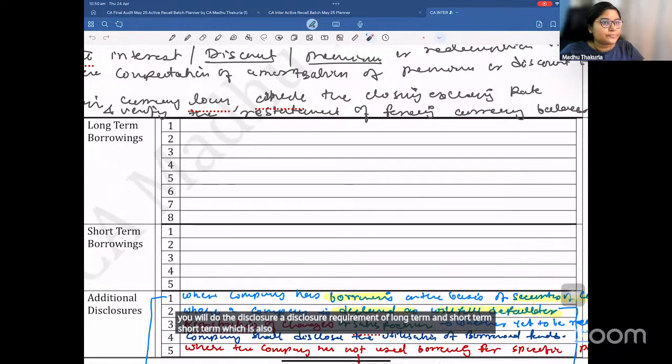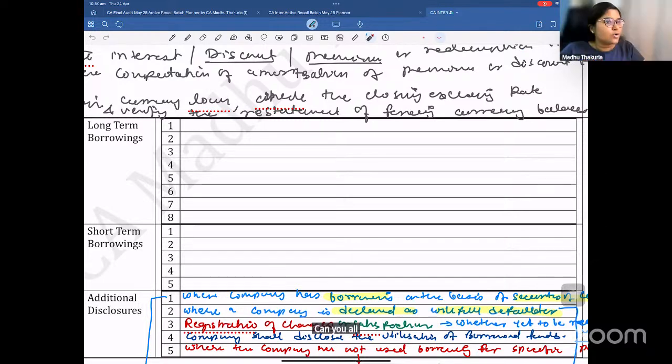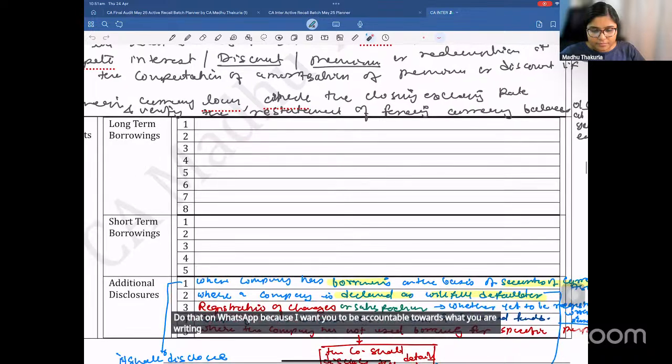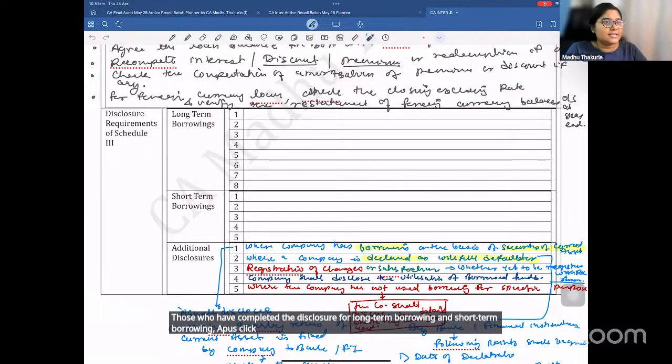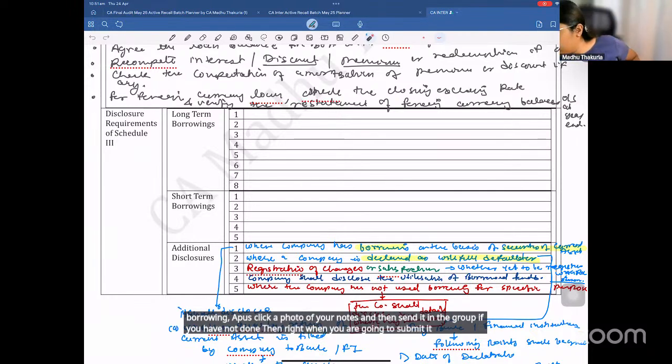Did you do it? Yes, sir. Can you all send the photo of these disclosures in the group right now on the WhatsApp group? Everyone take the photo and send it if you have done it. And those who have not, please write in the chat box when you are going to share the photo. Do that on WhatsApp because I want you to be accountable towards what you are writing. Those who have completed the disclosure for long-term borrowing and short-term borrowing, click a photo of your notes and send it in the group. If you have not done it, write when you are going to submit it on WhatsApp itself, and I'll check it by tonight.